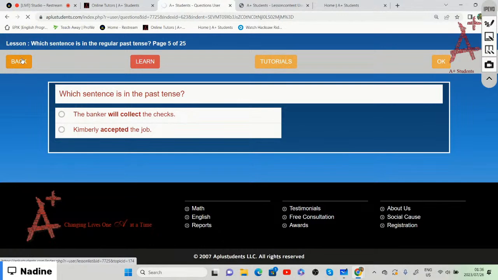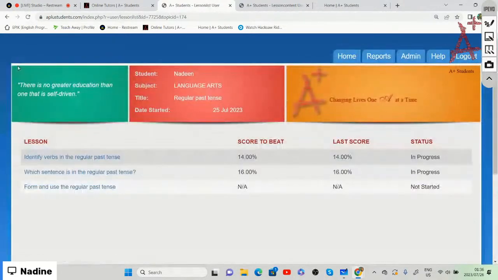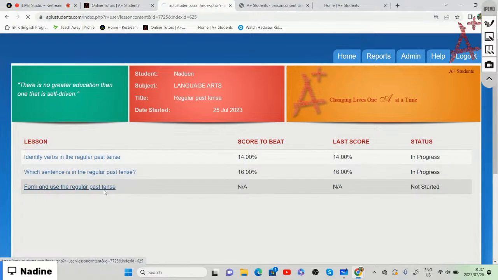All right, so now we're going back, and then we are going to the last one, which is to form and use the regular past tense. So we need to form and use the regular past tense. Let's select that one.